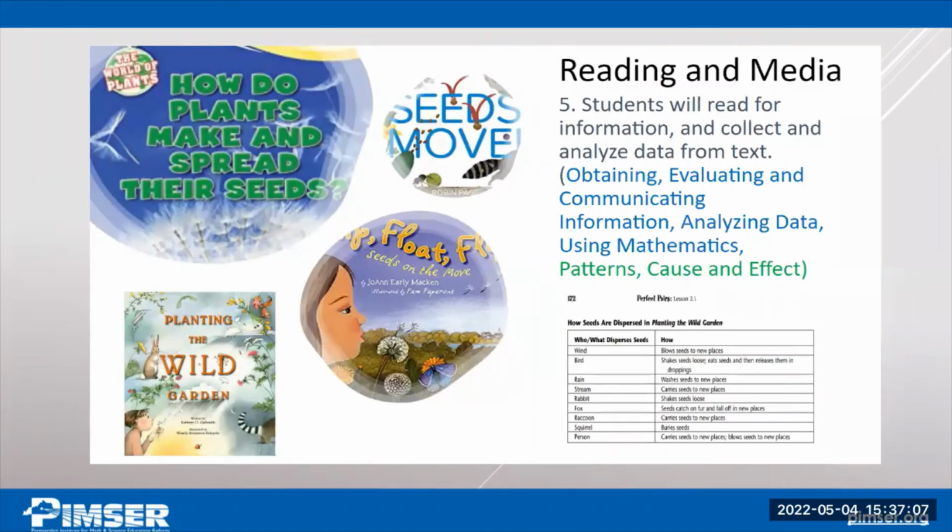Now, we might collect more information from text and videos. Students would be obtaining, evaluating, and communicating information. You can see the chart they constructed evaluating how seeds were moved in the book, Planting the Wild Garden. As they looked for patterns, they might use mathematical skills to analyze some of the text. Different causes of seed movement could be explored in this nonfiction book.